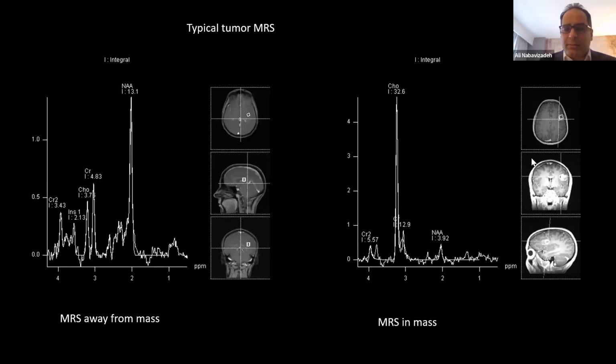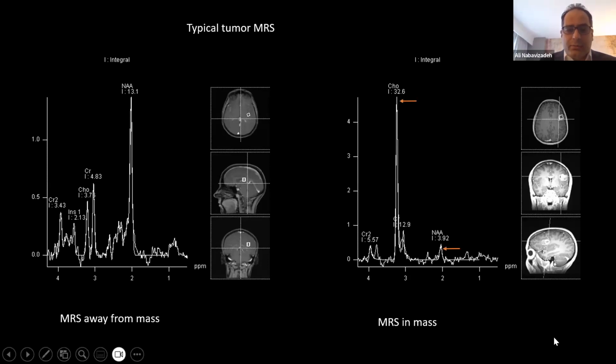When we do MR spectroscopy in a mass, especially in this patient with high-grade glioma, this is the typical MRS that we see. We see marked elevation of choline compared to creatine and significant decrease of NAA, compared to MRS in a normal aspect of the brain, which shows lower levels of choline compared to creatine, no elevation, and preserved level of NAA. So there is a very striking difference between MR spectroscopy in a high-grade tumor compared to normal brain parenchyma.